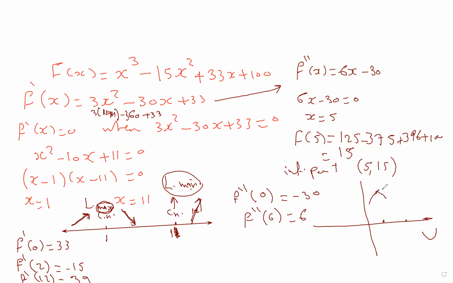So at this point, this function will be concave up. Okay, this is 5. It's negative, so concave down and concave up. It's okay. I'll give you another example.